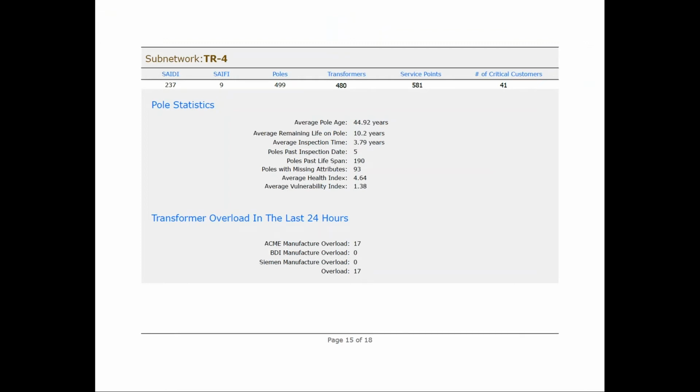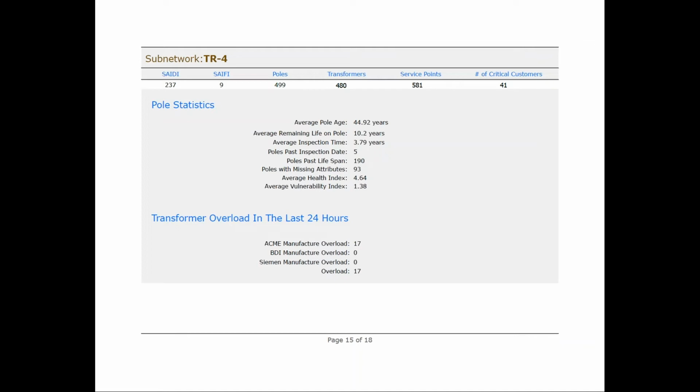So we can see the current SAIDI, or the most recent SAIDI and safety scores. I get a count of my poles as well as transformers and service points. I also understand how many critical customers we have within this particular circuit. Then from there, I get some statistics of our poles, which is mainly what we've been able to collect today: the average age, inspection type.